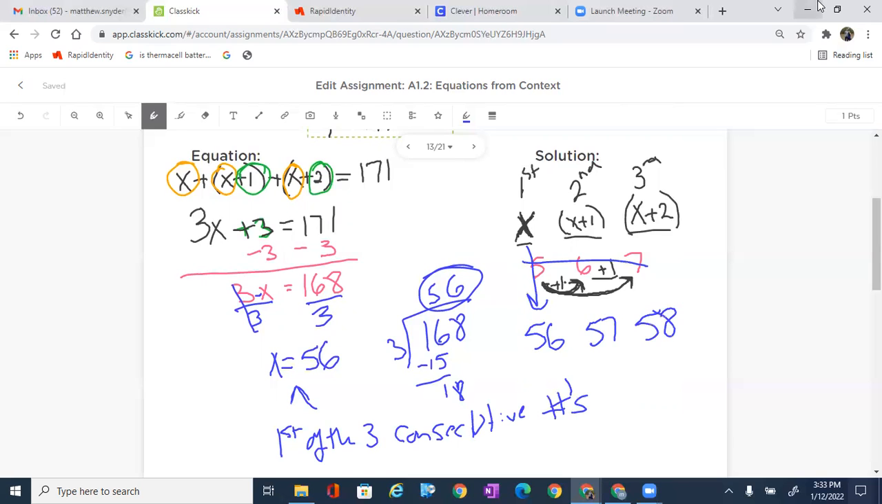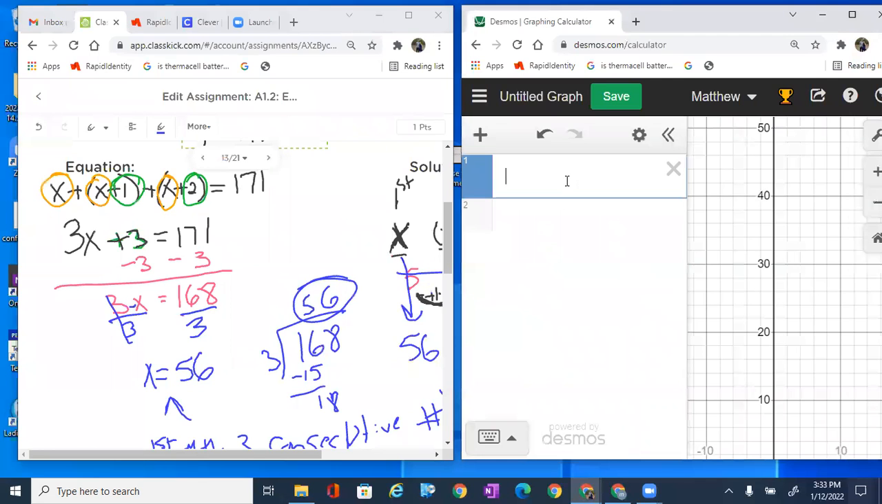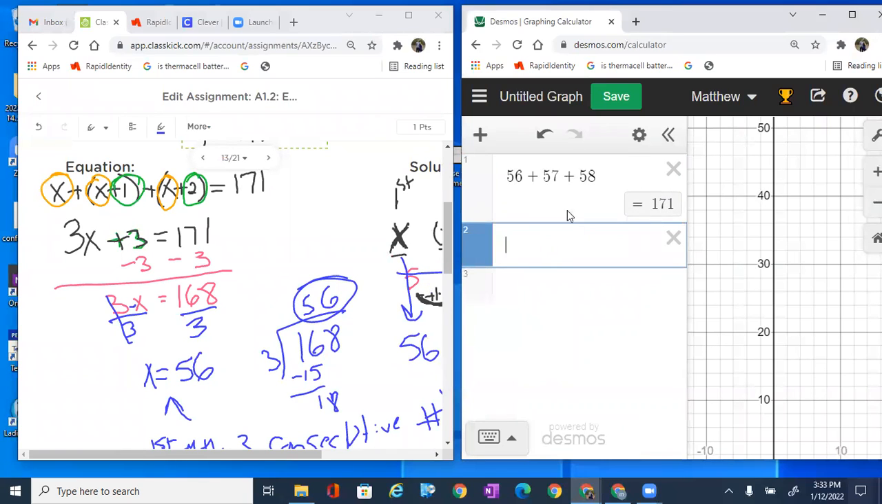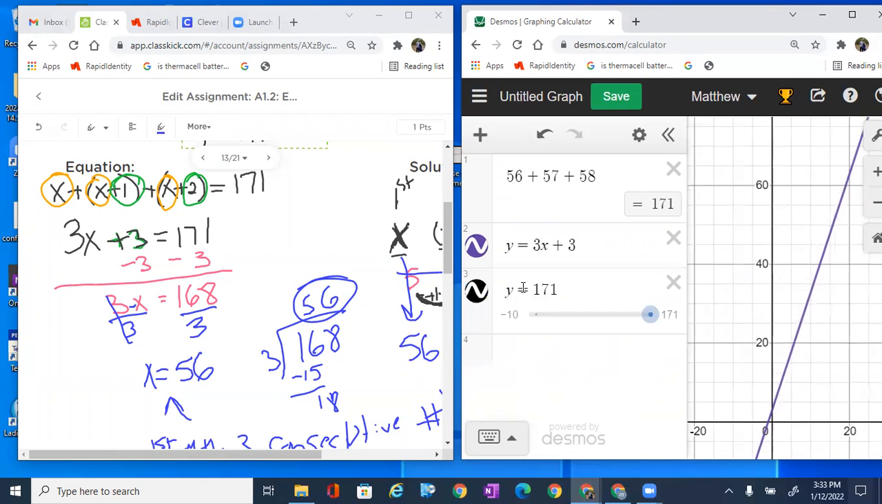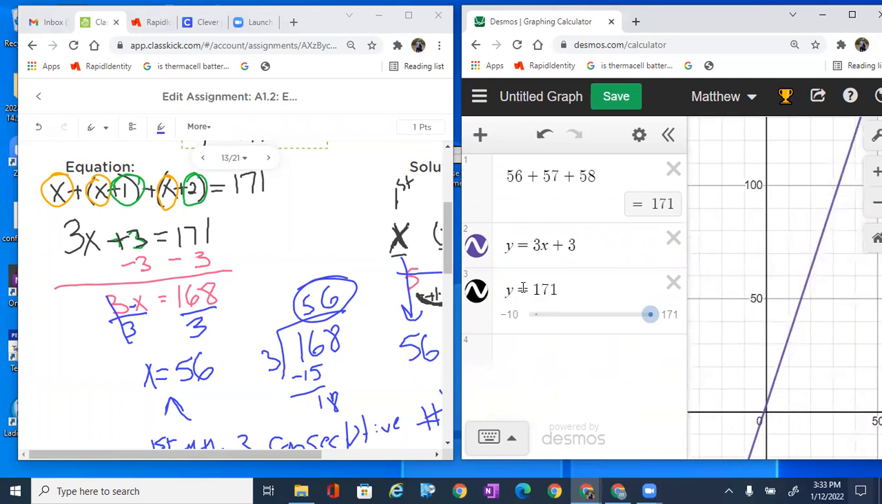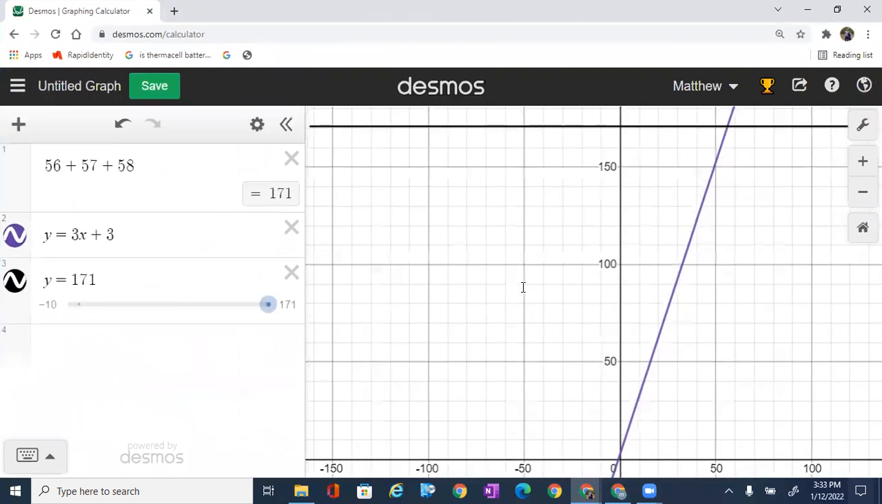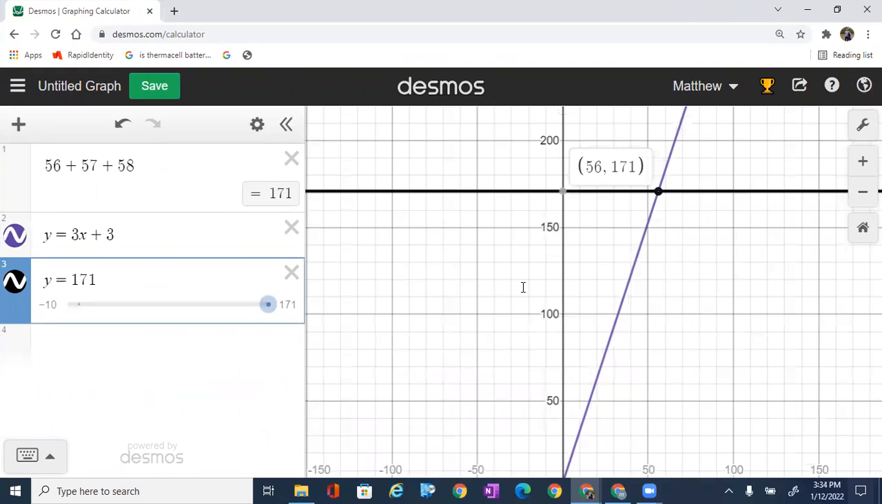Now we can go to Desmos, and we can check our work a couple of different ways. I can actually type in 56 plus 57 plus 58. Notice it gives me 171. I can also check to make sure our answer is 56 just by typing in our equation, y equals 3x plus 3. And then y equals 171 in Desmos, and we can look for that point of intersection, and that should give us our same value. Notice that our x value is 56.